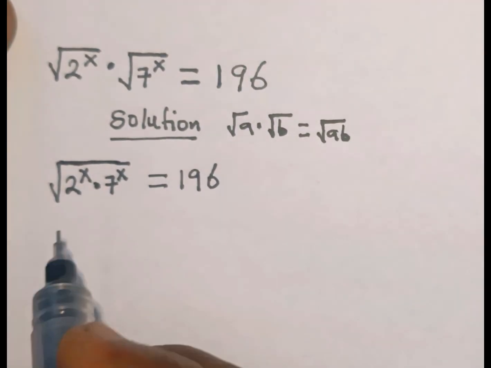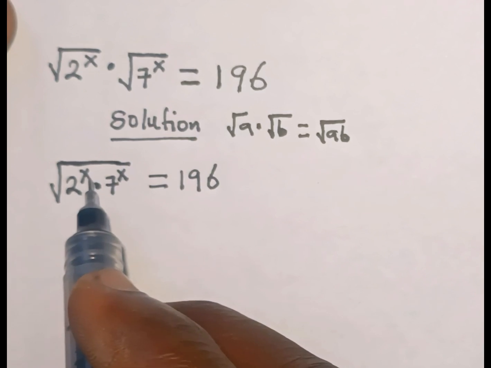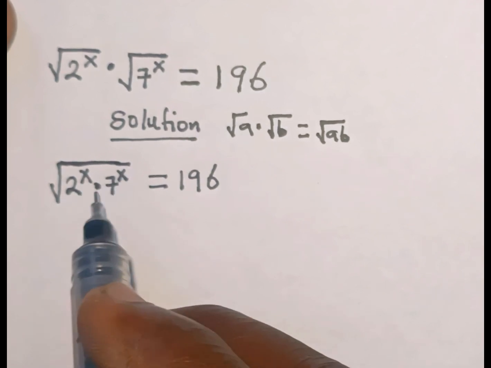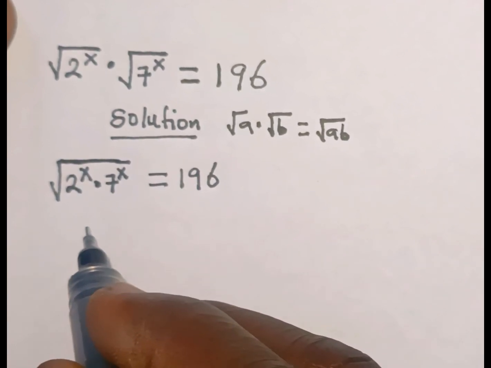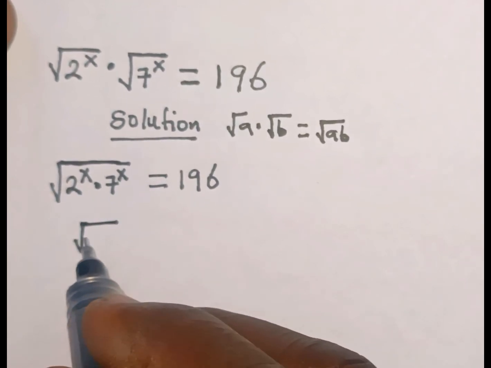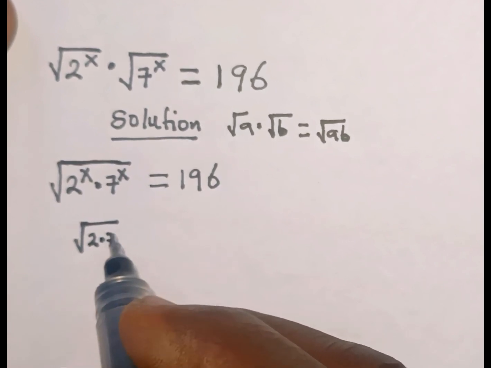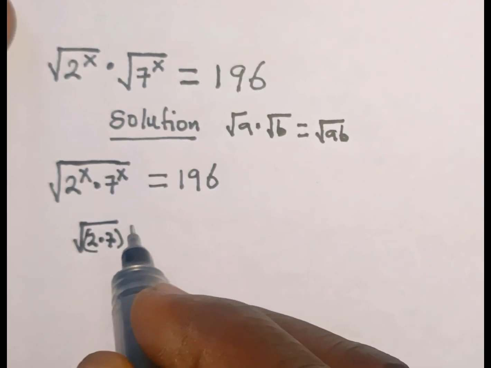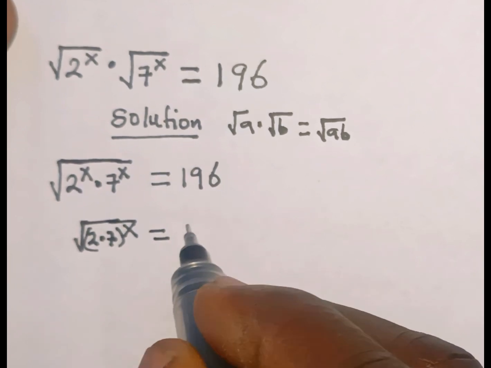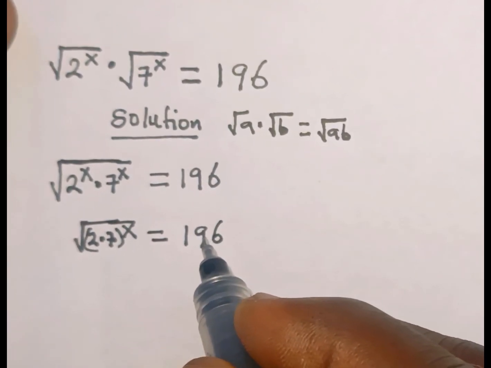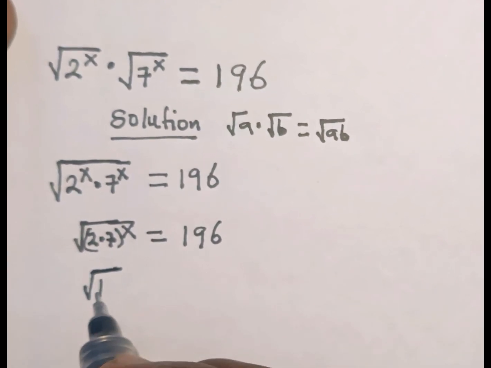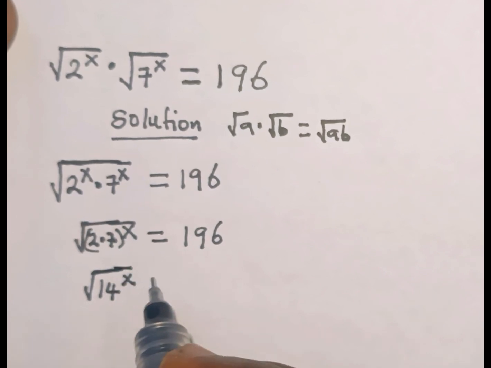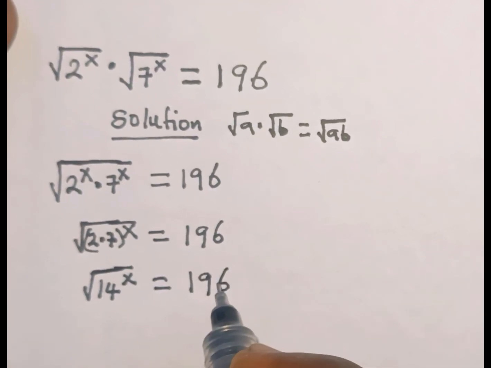So the next thing we are going to do is to recall that when we have the same power and there is multiplication, we can take the power out. So this can also be written as what? The square root of 2 multiplied by 7, then raised to the power of x. So everything will be equal to 196. Now, the next thing we are going to do is to multiply these two terms together. 2 multiplied by 7 is going to give us 14. So 14 raised to the power of x is equal to 196.